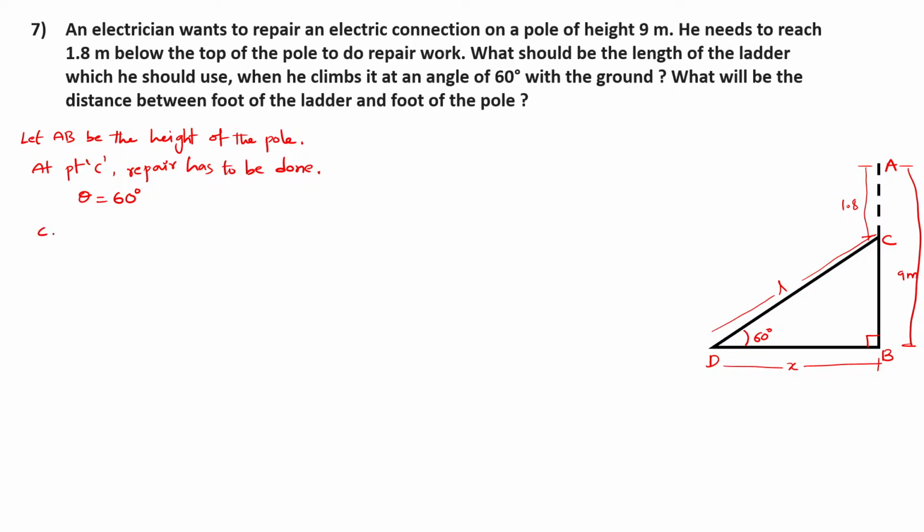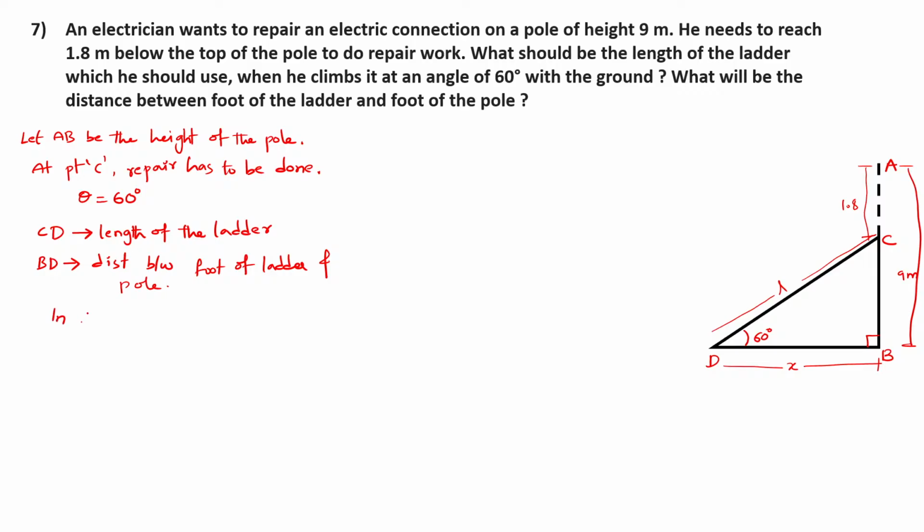From the diagram, what are our observations? Let us write. CD is nothing but length of the ladder, right? Next, from the same figure, BD will be the distance between foot of the ladder and pole, both foot of the ladder and foot of the pole.